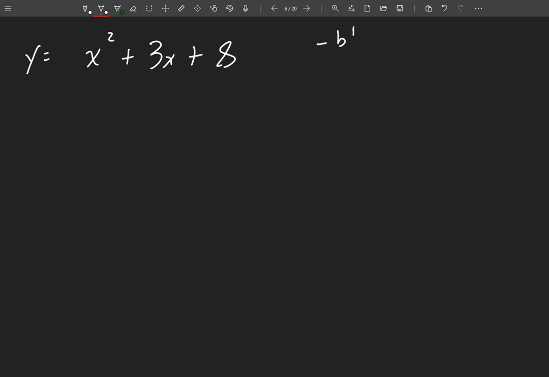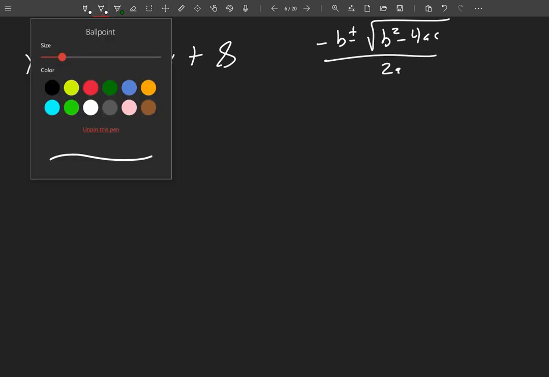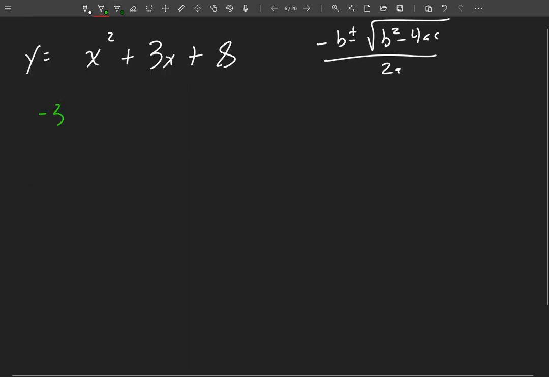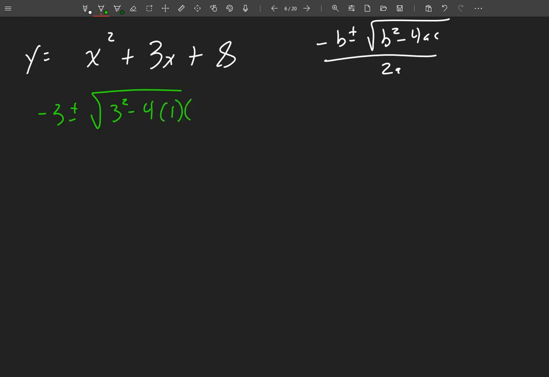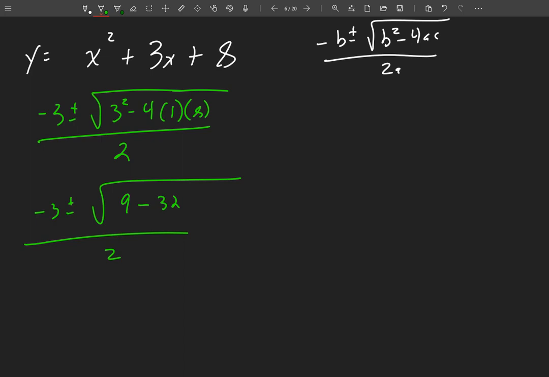All right, so negative b plus or minus the square root of b squared minus 4ac all over 2a. B is going to be 3, so it's going to be negative 3 plus or minus the square root of 3 squared minus 4 times a times c, which is 8, all divided by 2 times a, which is just 1, so I'll just write 2. Now, I have negative 3 plus or minus the square root of 9 minus 32 all over 2, and that's going to give me negative 3 plus or minus the square root of, oh my gosh, negative 23 all over 2.